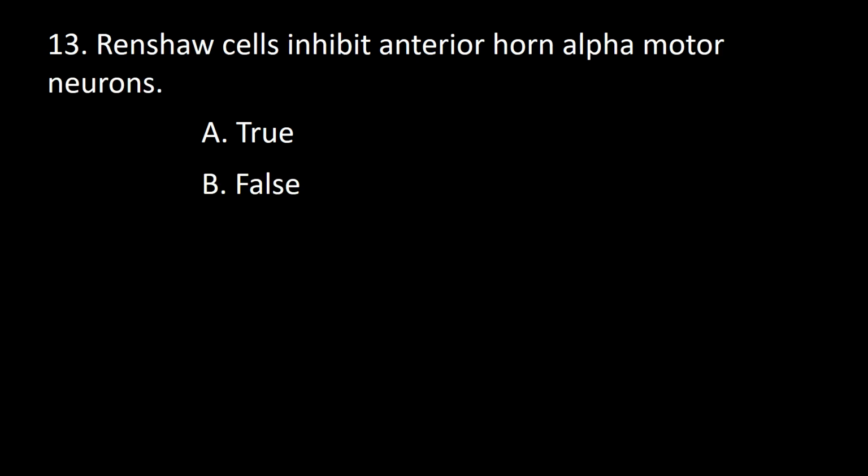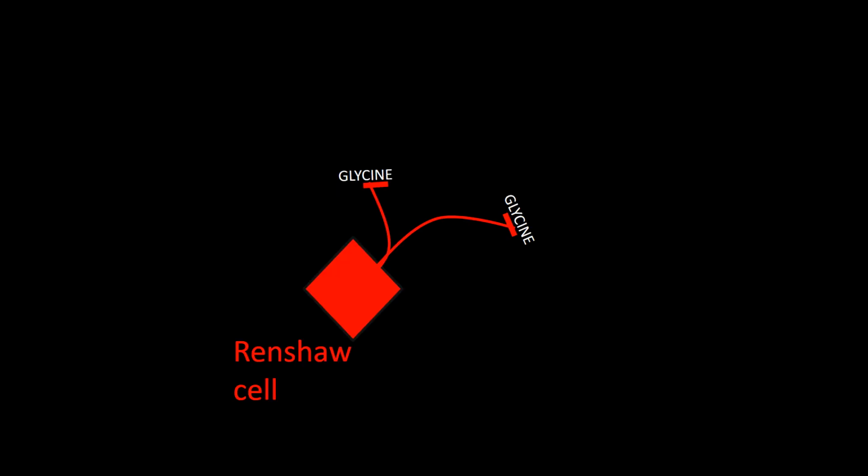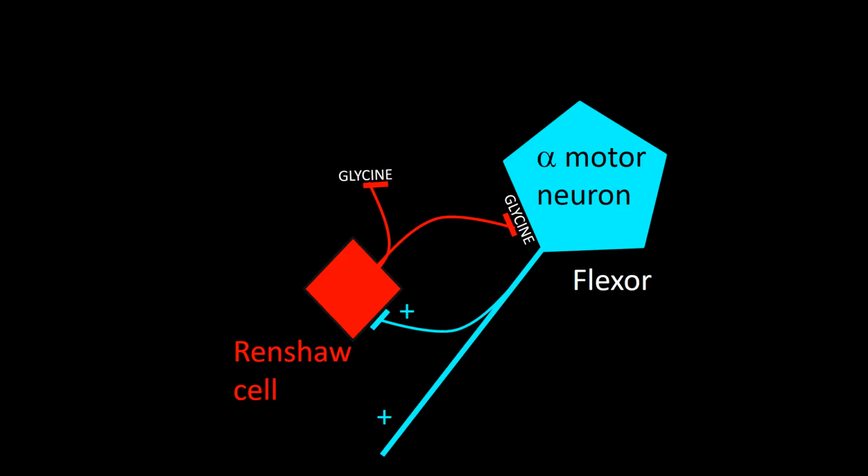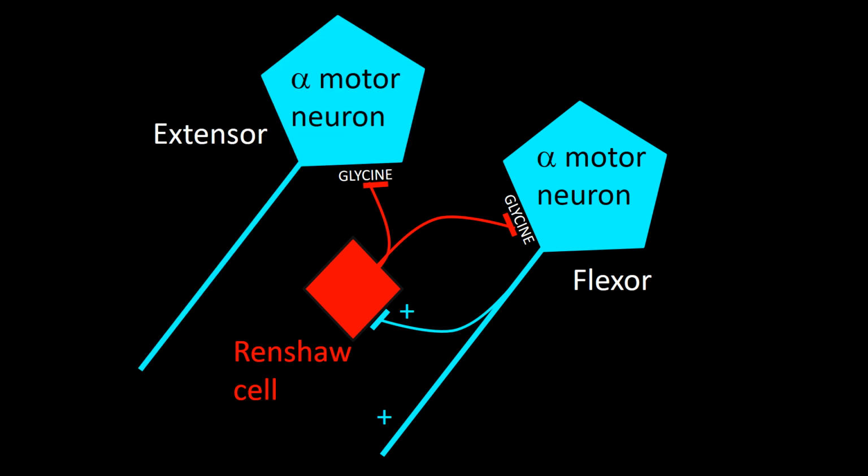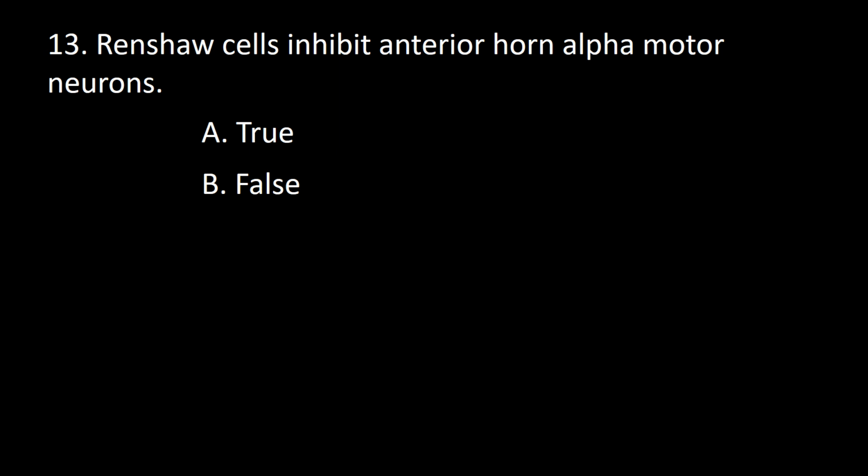Next question. Renshaw cells inhibit anterior horn alpha motor neurons. A true, B false. Renshaw cells use glycine to inhibit discharging motor neurons and antagonize alpha motor neurons. So the answer to this question is true.